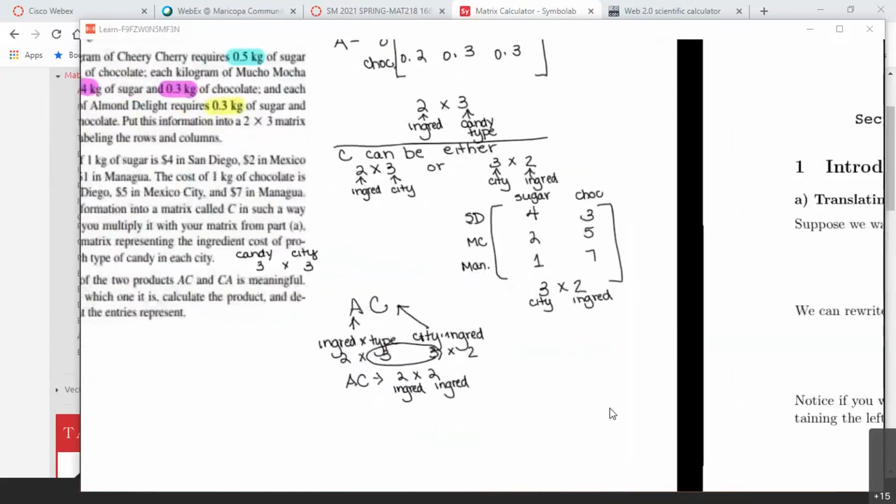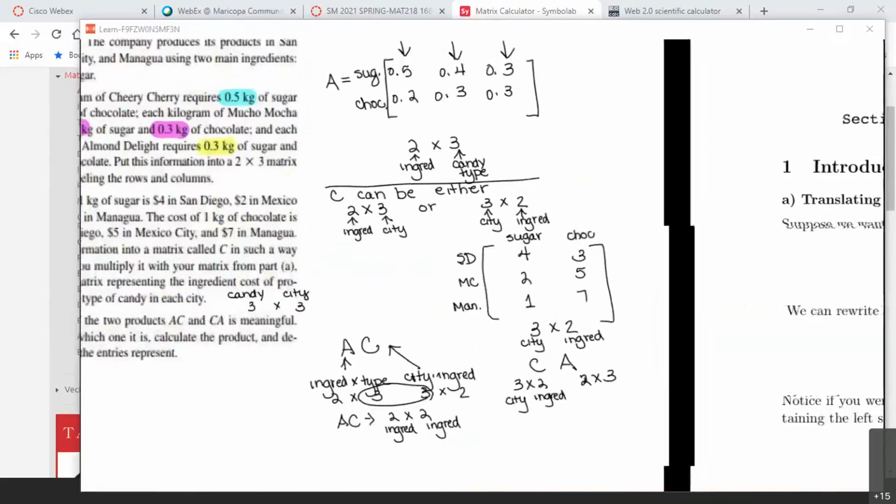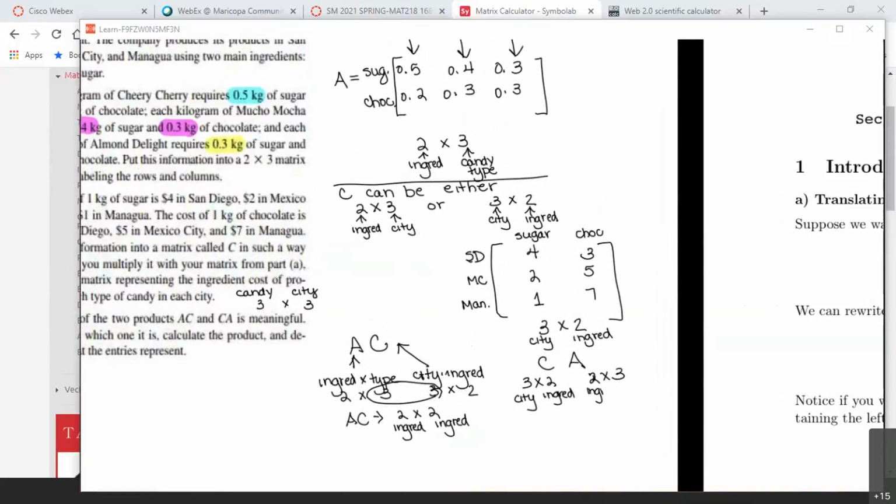But suppose I do it like this. C is a 3 by 2, and this is city, that's ingredients. A is a 2 by 3, and that's ingredient times type. This will also work. But look at what your result matrix will be, where you've got city by type.